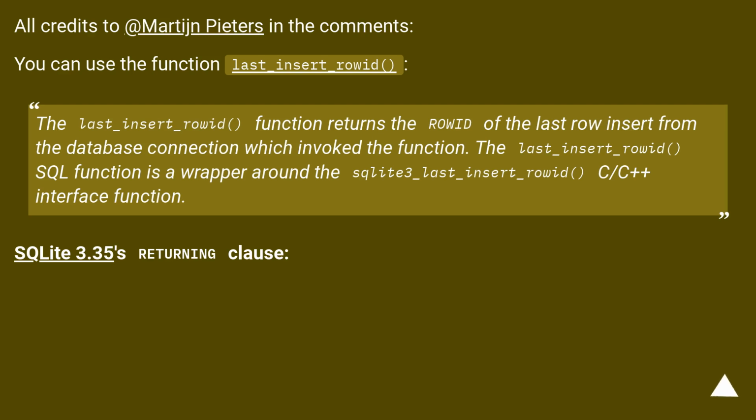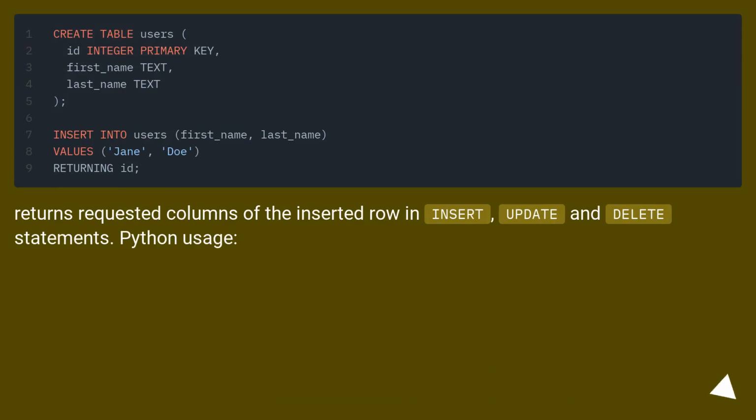SQLite 3.35 has a RETURNING clause. It returns requested columns of the inserted row in insert, update, and delete statements. Python usage.